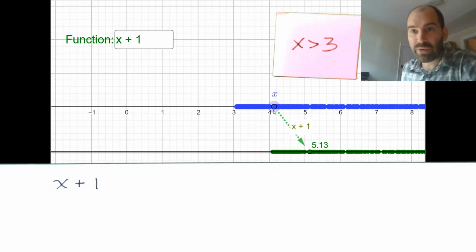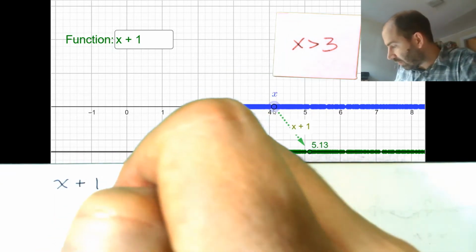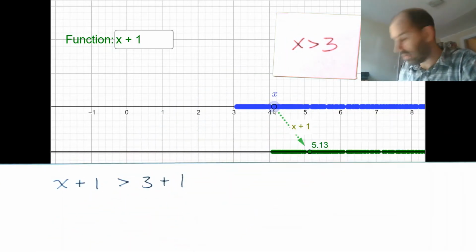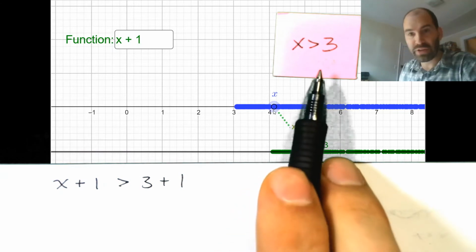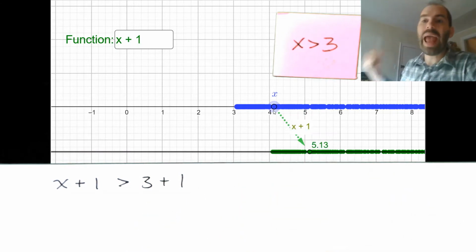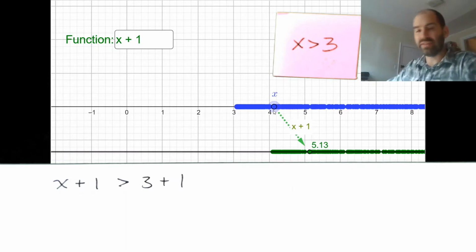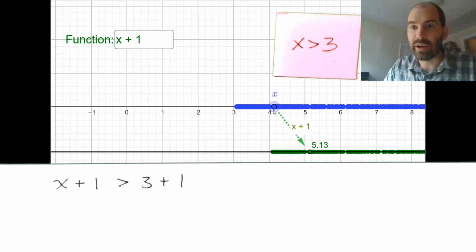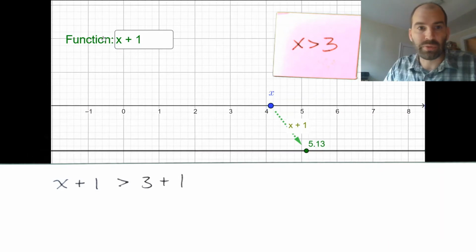Where did 4 come from? Well, that's just 3 plus 1. So x plus 1 is greater than 3 plus 1. So what did we do to get from this inequality to this one? We just added 1 to both sides. So we can add the same amount to both sides and preserve the inequality. All right? So that's the first rule that we have.